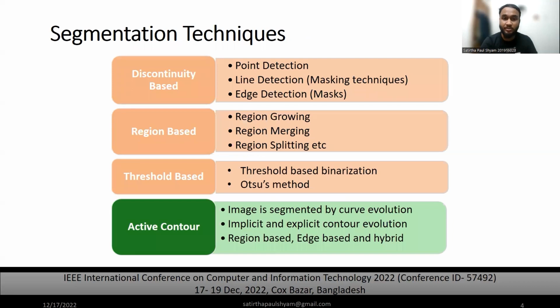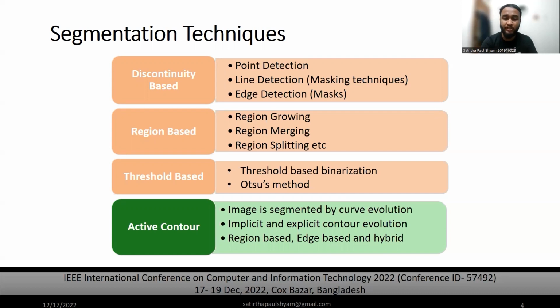There are several image segmentation techniques. Those are discontinuity-based techniques, region-based, threshold-based, and active contour-based model. Discontinuity-based technique basically seeks the discontinuity of the images, like points, lines, and edges. Region-based models rely on the fact that the neighborhood pixels within a region should have similar values. Under region-based segmentation technique, there come region growing, region merging, and region splitting techniques.